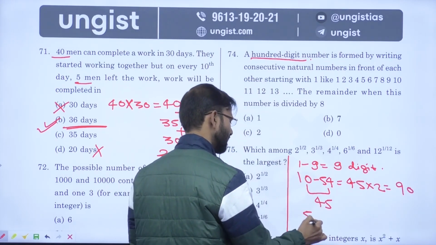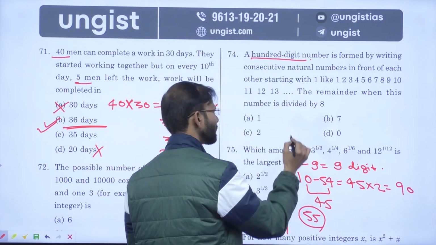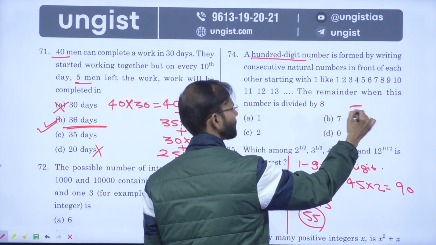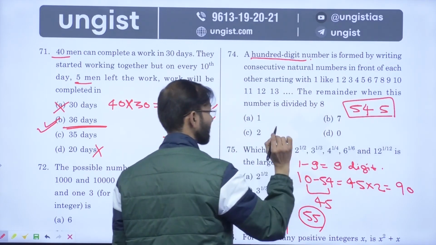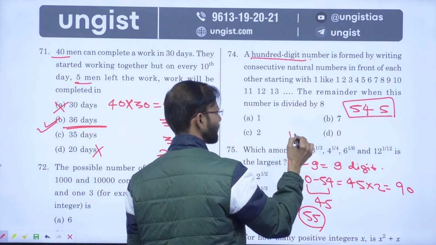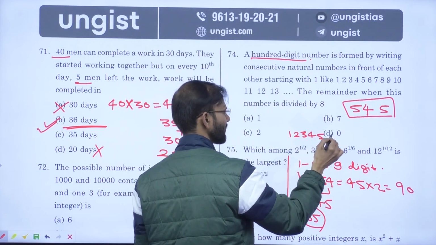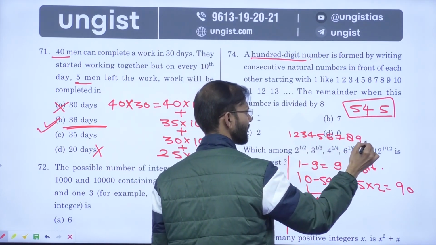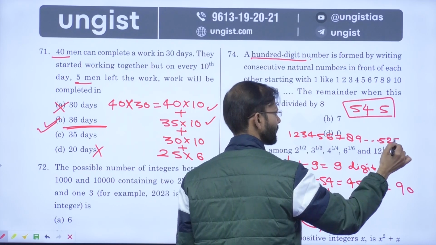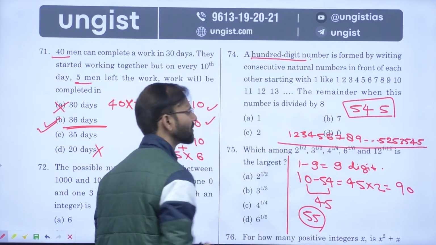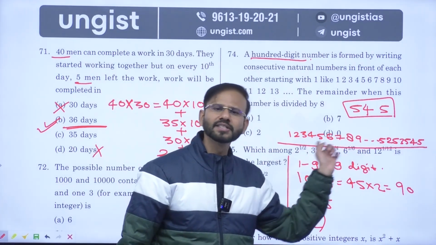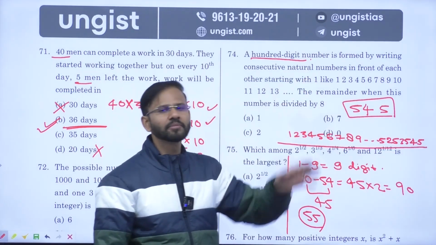Fine. Then 55. So all of you, the last 3 digits of the number is 54 and then 5. These are the last 3 digits of the number. The number will be like this: 1, 2, 3, 4, 5, 6, 7, 8, 9, up to 52, 53, 54 and 5. This is the entire number. This is the complete 100-digit number. This number would be divided by 8.